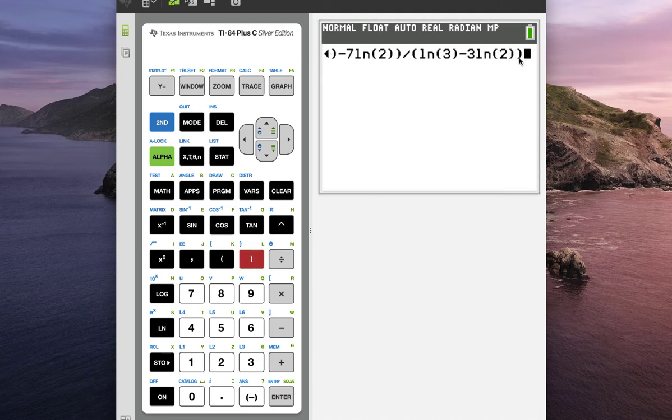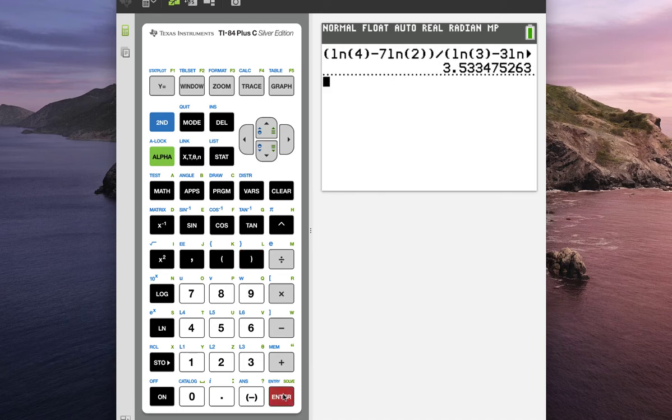And I close my parentheses again. So you just got to take an extra second, make sure you got it in accurately. So I get 3.53 when I do that.